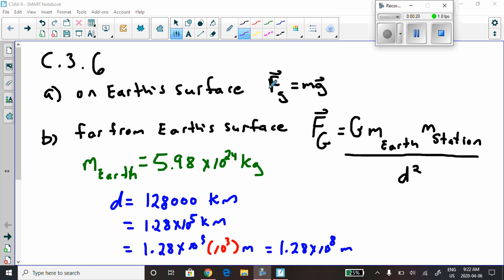Well, if it's on the surface of the Earth, you can just use this equation here. We know the mass of the space station. We know that negative 9.8 newtons per kilogram is the gravitational field strength near the surface of the Earth.